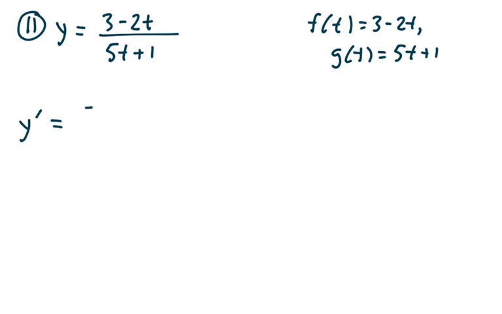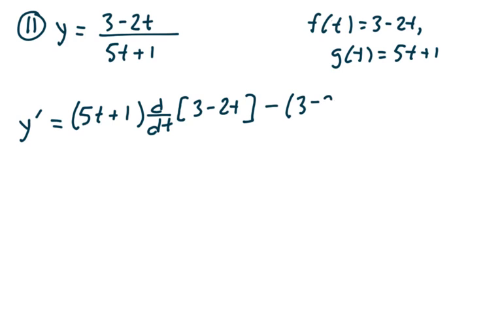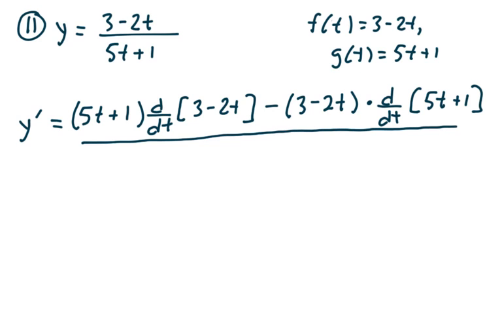And so I'm going to write down the first function, right? The bottom one, which is 5t plus 1. And I'm differentiating with respect to t, the top function, which is 3 minus 2t. Then I'm going to subtract 3 minus 2t, the top function, times the derivative of the bottom function. And then I'm going to divide this whole entire thing by the bottom function squared.